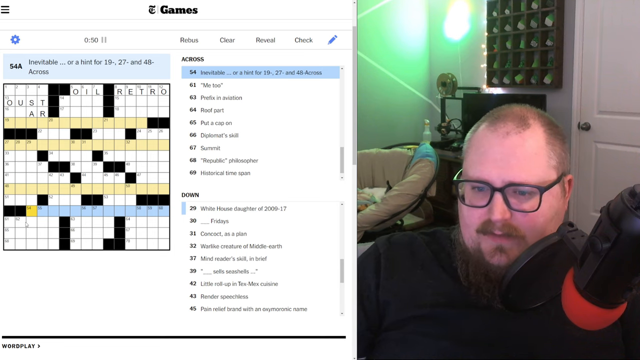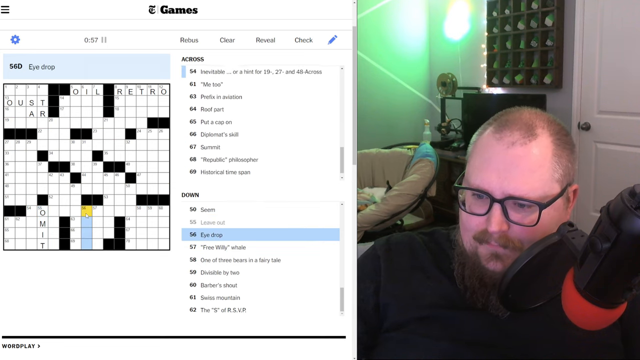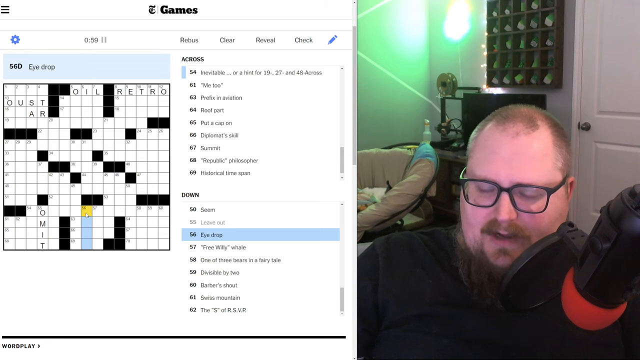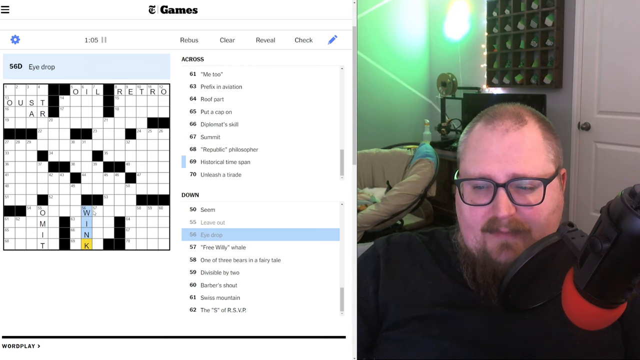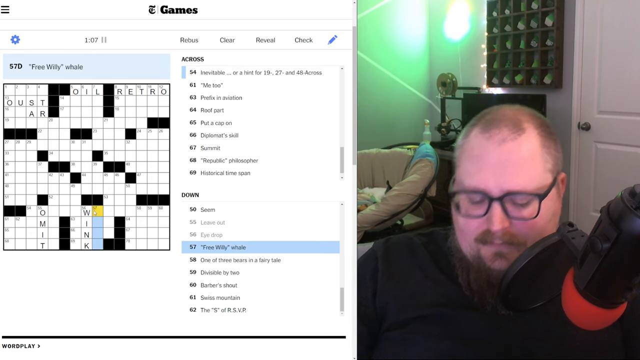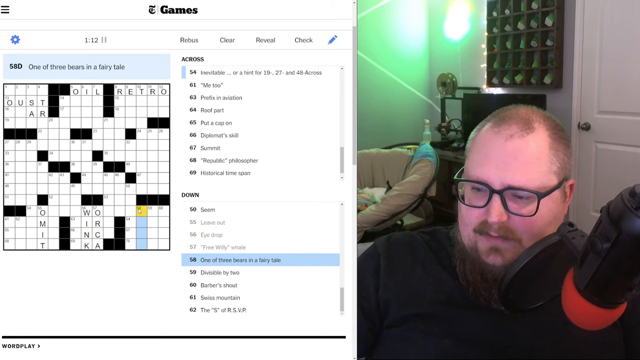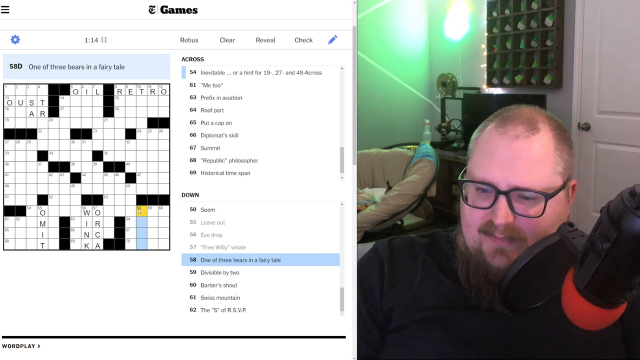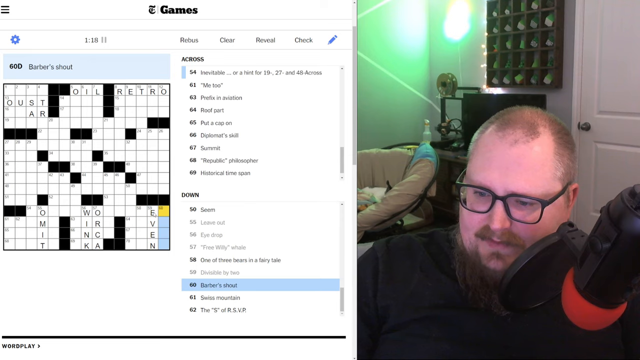Okay, so let's try and get some stuff that crosses with early with that so we can get the theme. Leave out, omit. Eye drop could be a wink, potentially. That might have a question mark at the end if it was wink. Free Willy whale. Yeah, it was an orca, I think. One of three bears in a fairy tale. It could be mama, papa, or baby. They all fit. Divisible by two is even.